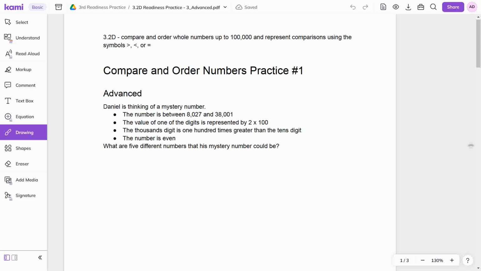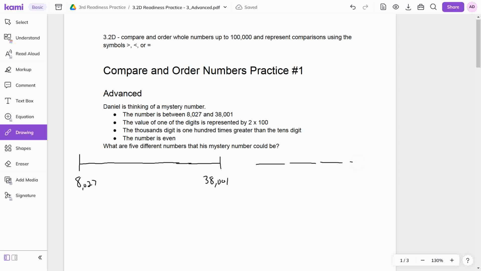So our advanced first problem is going to be thinking of a mystery number. Now our mystery number is between 8,027 and 38,001. So I'm going to draw a little number line here just so we can keep these together. So 8,027, and it needs to be less than 38,001.